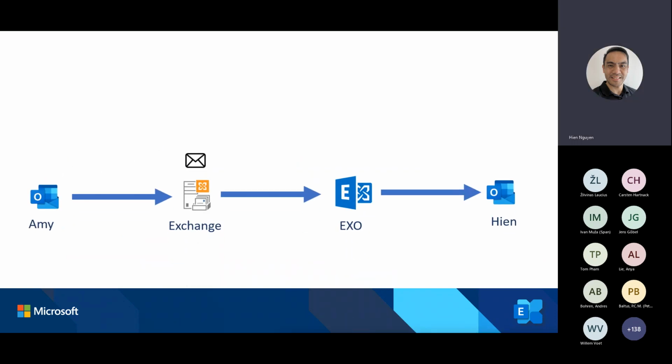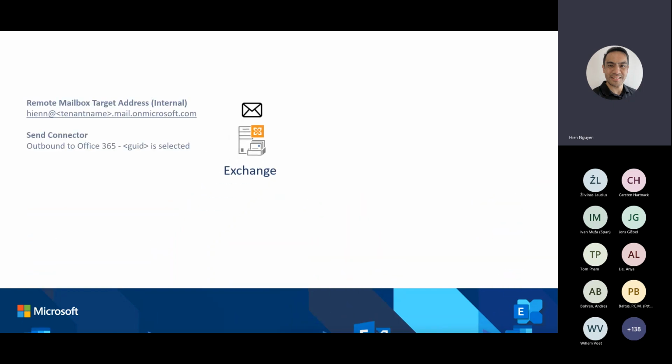The email arrives into Exchange on-prem. Exchange on-prem will do its lookup, find out that Hien has a remote target address of the tenant address. Then the send connector outbound to Office 365 is selected.